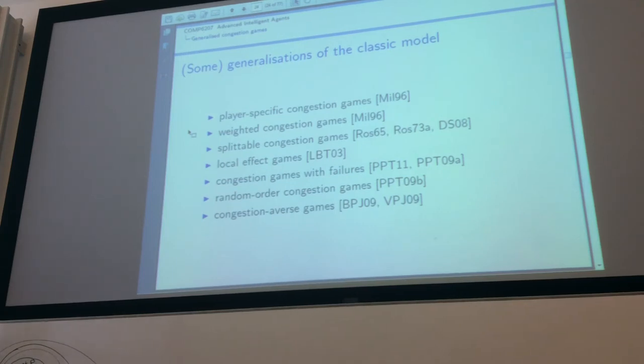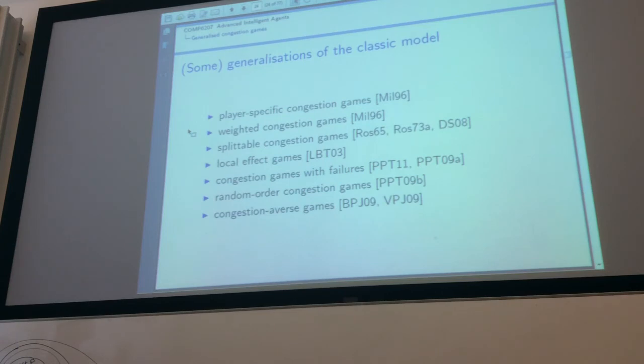There were a few works that tried to do that. The first one was to allow for player-specific utilities, so that different players would enjoy the resources in different ways. That would be the case if some want to get from A to B faster, and some prefer an empty train. So from the same congestion, you may have different utility.